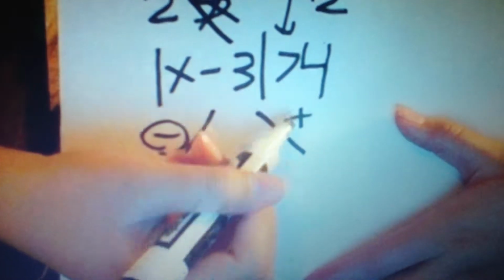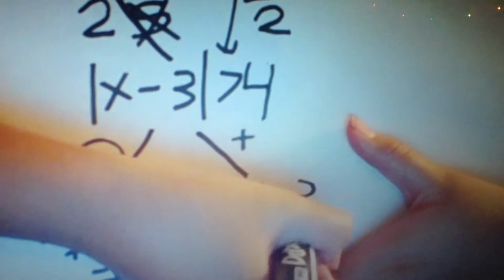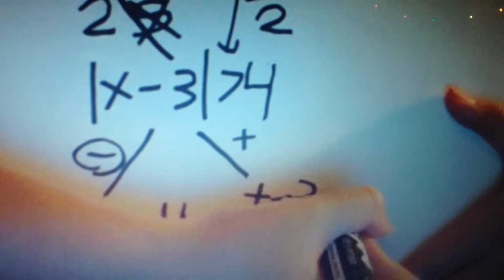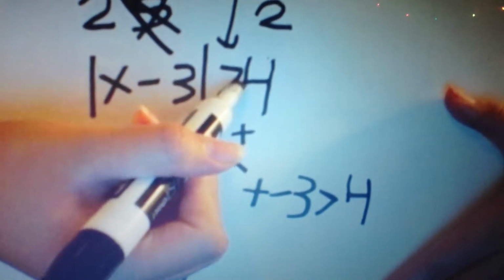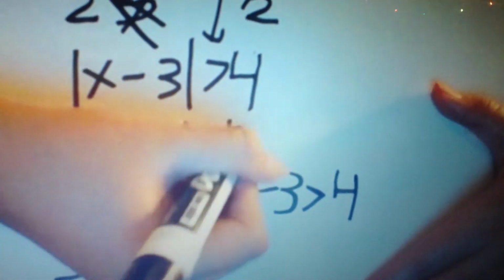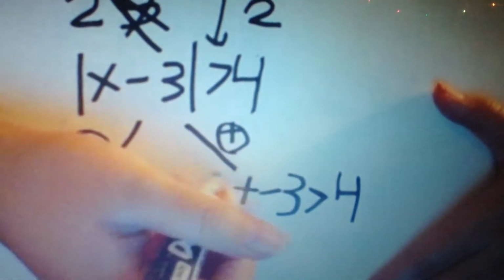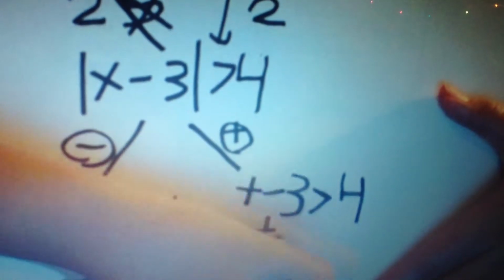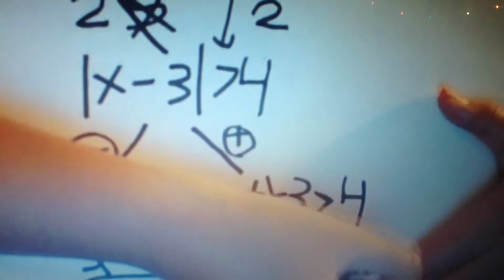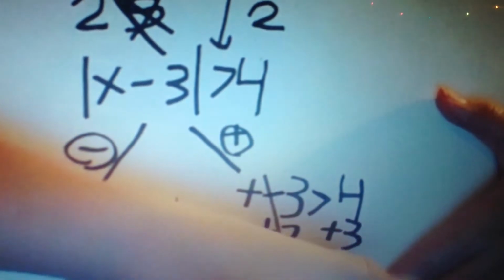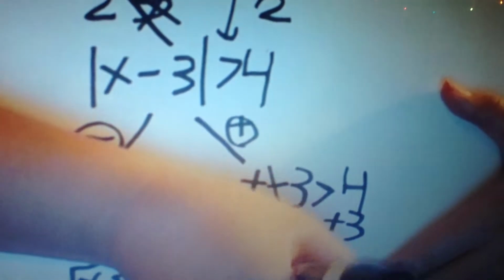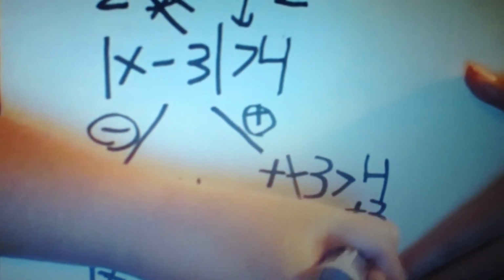So on this side, since it's positive, the absolute value is also going to stay the same. The sign is going to stay the same, and 4 is going to stay the same. But if 4 was a negative, it would change into a positive because of this. But since it's not, we're going to leave it the same. Now you want to add 3 on both sides as well. So now you get x is greater than 7.